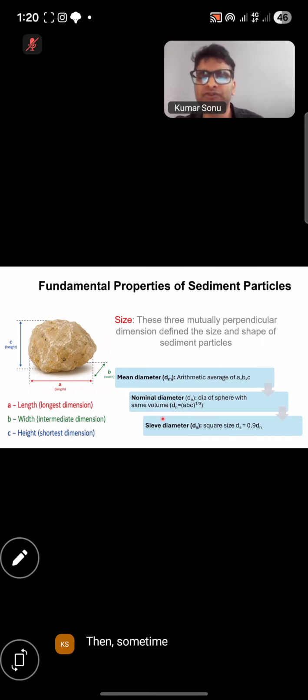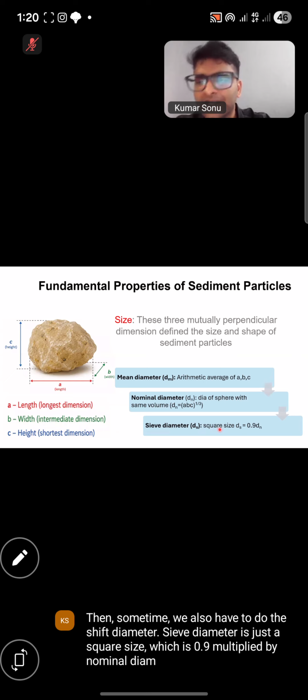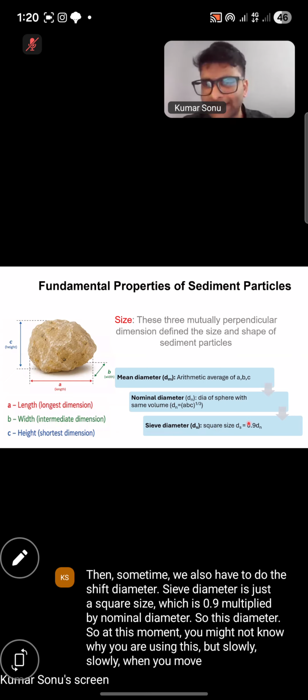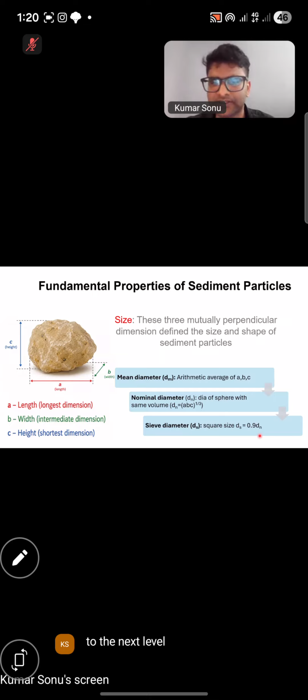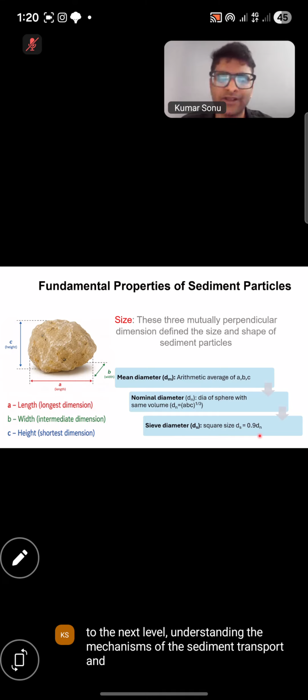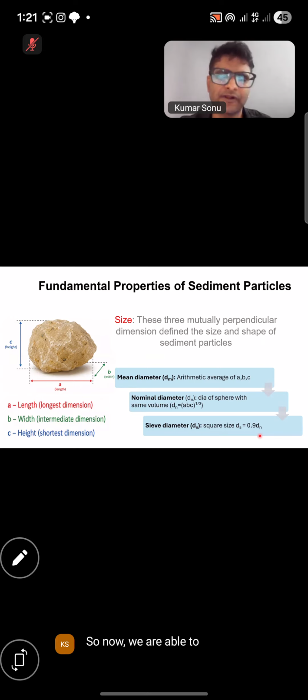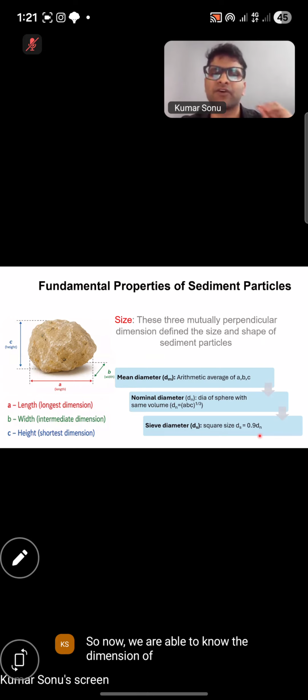Then sometimes we also have to use the sieve diameter. Sieve diameter is just a square size, which is 0.9 multiplied by the nominal diameter. This might not seem important right now, but slowly, when you move to the next level, understanding the mechanisms of sediment transport, these diameters are very important. So now we are able to know the dimension of any single particle, right?